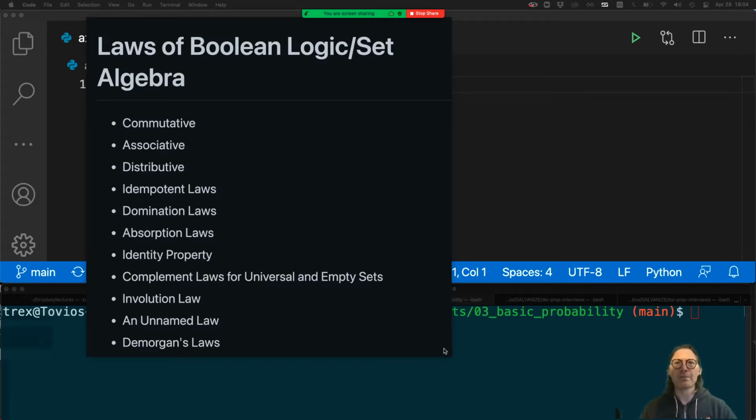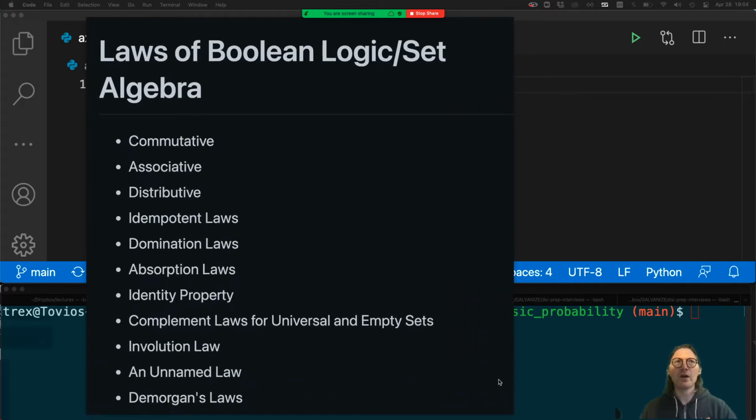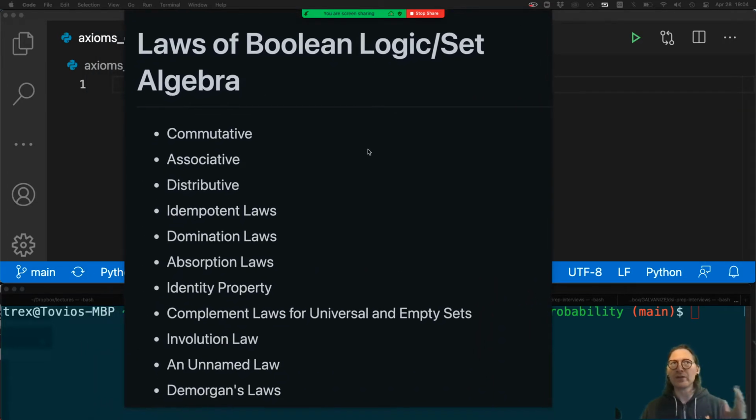There are a number of very intuitive laws in Boolean logic or set algebra. Some of these we've already touched on, like the commutative and associative properties. But then there are a number of other fairly interesting logical constructs that I'm going to do my best to fly through. It's okay if you don't absorb all of this as we go. There are a couple things I might even skip, although when I'm looking at this, if I skip anything, I should skip all of it.